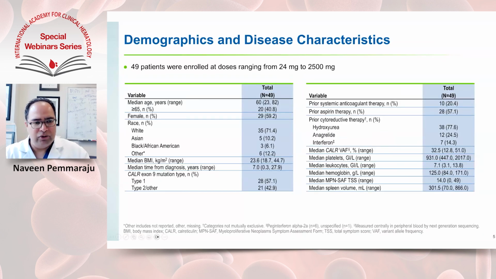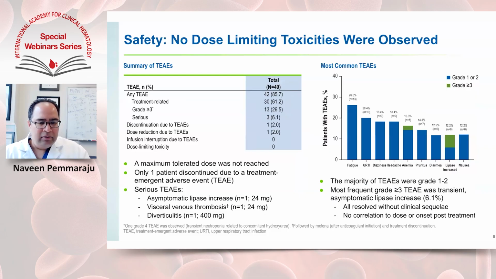Remarkably, 49 patients already enrolled, wide-ranging doses from low to higher, median age, as you would expect in an ET population, of 60. The drug was found to be safe thus far, interesting and important as a monoclonal antibody in an MPN space. MTD has not yet been reached. Only 1 patient discontinued due to treatment-related emergent adverse events. You can see the serious TEAEs as listed here.